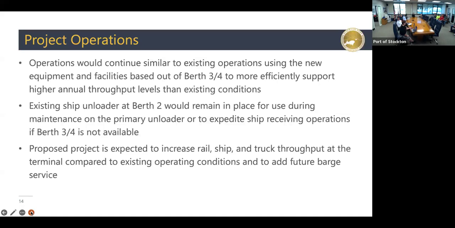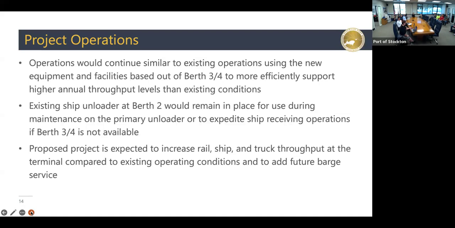In terms of project operations, following construction, operations at the terminal will continue similar to existing operations, using the new equipment and facilities based out of berth 3-4 to more efficiently support higher annual throughput levels than existing conditions. Import volumes, as well as export truck and rail volumes, are not expected to exceed existing permitted limits under the proposed project. However, the new barge loading operation is not covered by the existing permit to operate, and Nevada Cement would work with the San Joaquin Valley Air Pollution Control District to modify the existing permit or acquire a new permit to support barge operations.